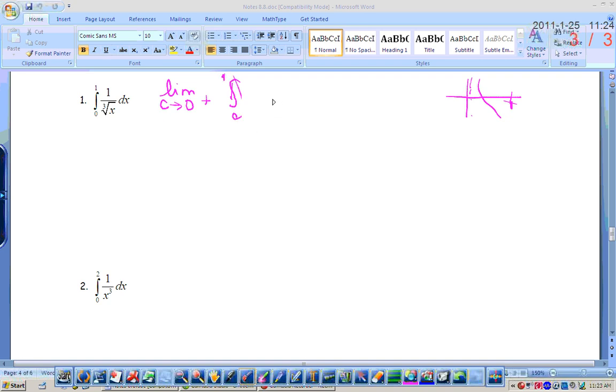And since I'm integrating, I'm going to rewrite this as x to the negative 1/3. Okay, what do you get when you integrate x to the negative 1/3? Okay, 3/2 x to the 2/3, evaluated from c to 1, and that's still the limit as c approaches 0 from the right.